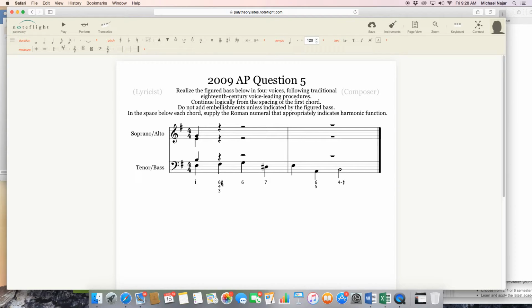Now I'm going to explain this particular one, 6-4-3. Well, in a 6-4-3 chord, in the actual AP test, that 6 doesn't have a sharp next to it. It has a slash through it, which means the same thing. A 6 with a sharp or a 6 with a slash means that you raise the note that would be a sixth above the bass.